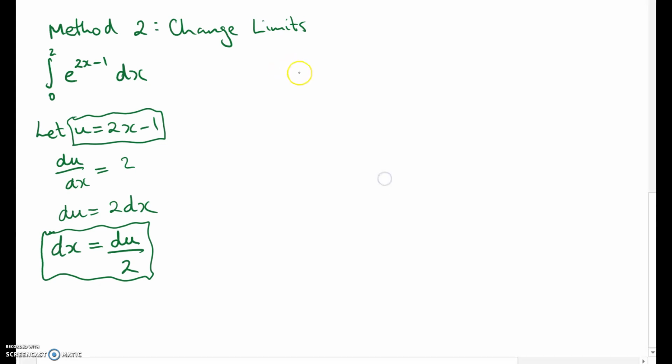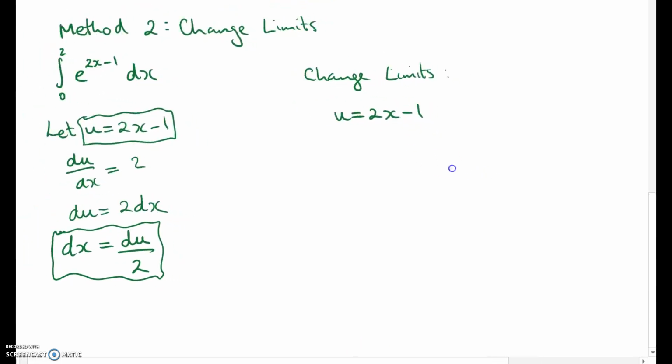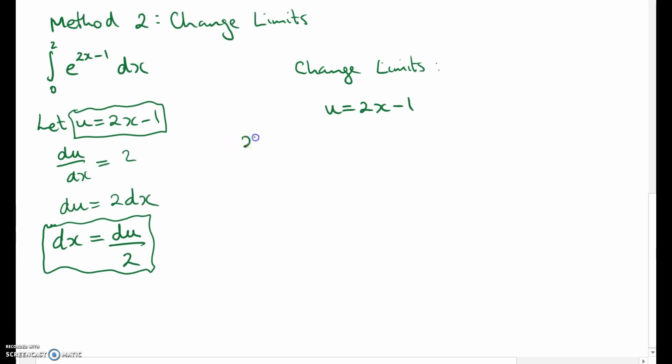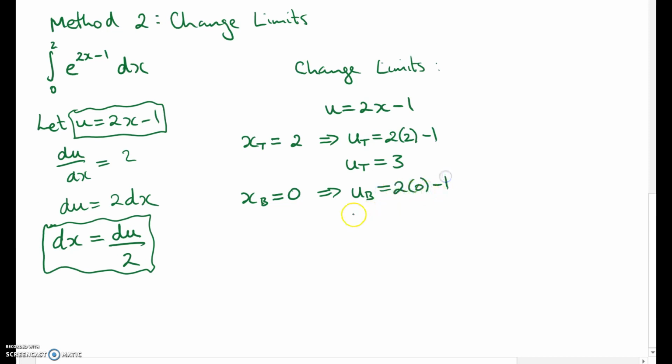So now we're going to change the limits here. We're going to use this u equals 2x minus 1 as our change of limits. The top limit here, in terms of x, was 2. So u top would be 2 times 2 minus 1, so 4 minus 1 is 3. The bottom limit in terms of x was 0. So the bottom limit in terms of u will be 2 times 0 minus 1, or negative 1.